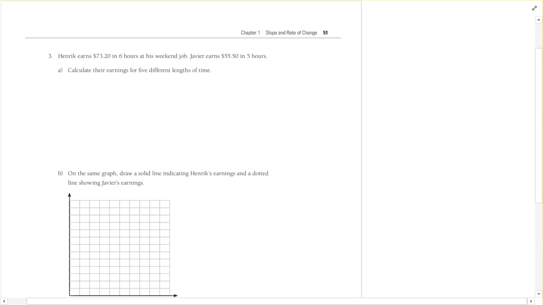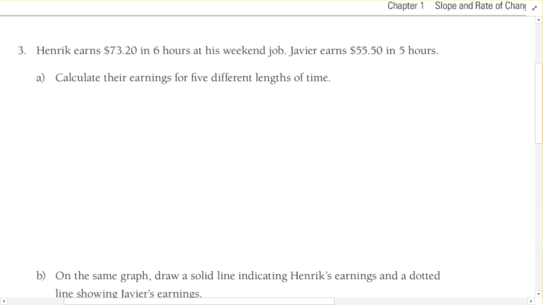Okay, so 3 says Henrik earns $73.20 in 6 hours at his weekend job. Xavier earns $55.50 in 5 hours. So calculate their earnings for 5 different lengths of time. So all you gotta do is figure out, well, first rate. We gotta figure out what his rate is and what his rate is. So to figure out that rate, divide them. So I want to figure out how many there are in 1 hour.